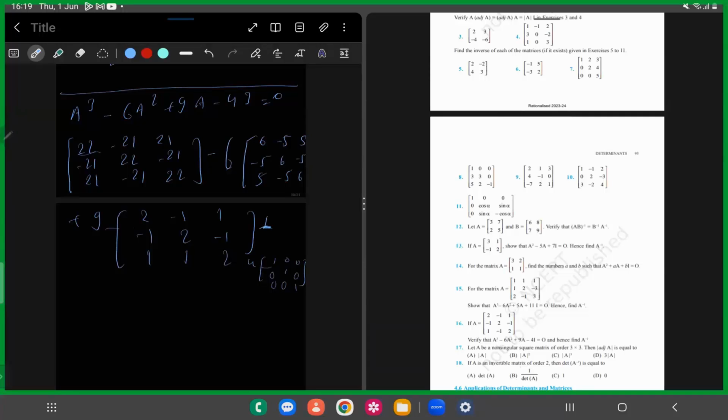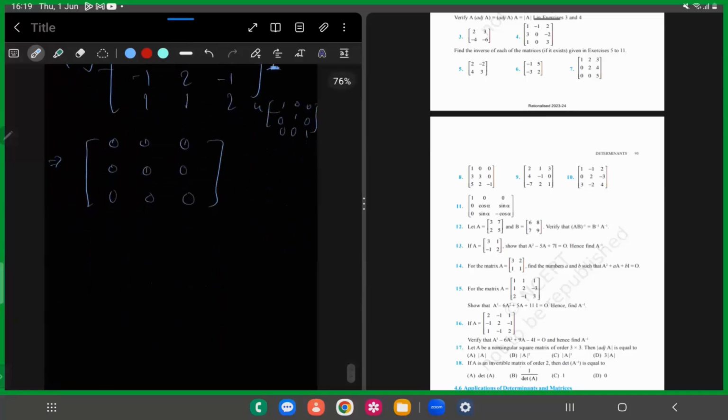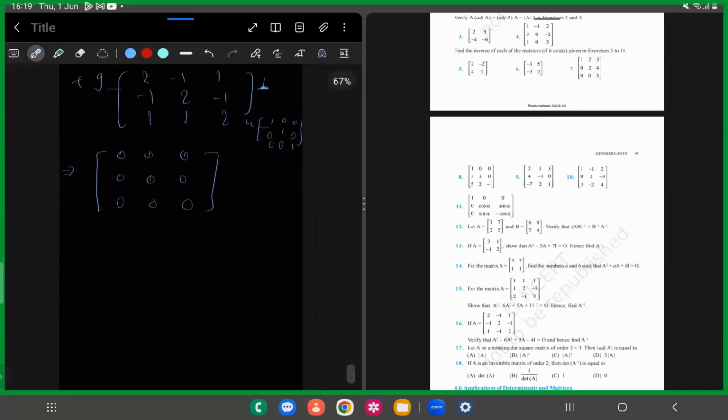This is minus 4i times, so 18 minus 4 is 14, and 22 minus 36 is minus 14. So this should be our 0, and similarly the rest of the terms should also be equal to 0. So by this approach we can verify our result, and to find the A inverse matrix, all we have to do is multiply by A inverse on both sides.